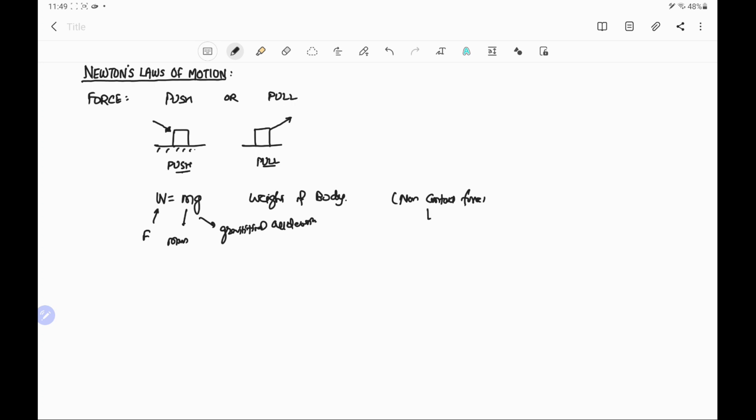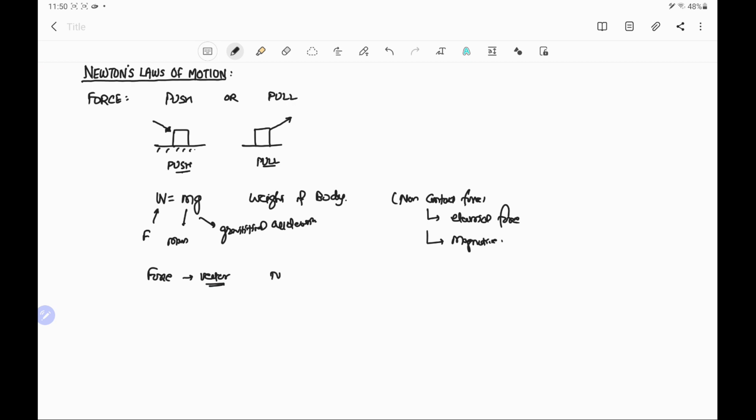Other examples of non-contact forces are the electrical force and the magnetic force. But for example, when we push or pull, we require contact between the applied agency and the object. Force is a vector quantity. That means it has magnitude as well as direction.